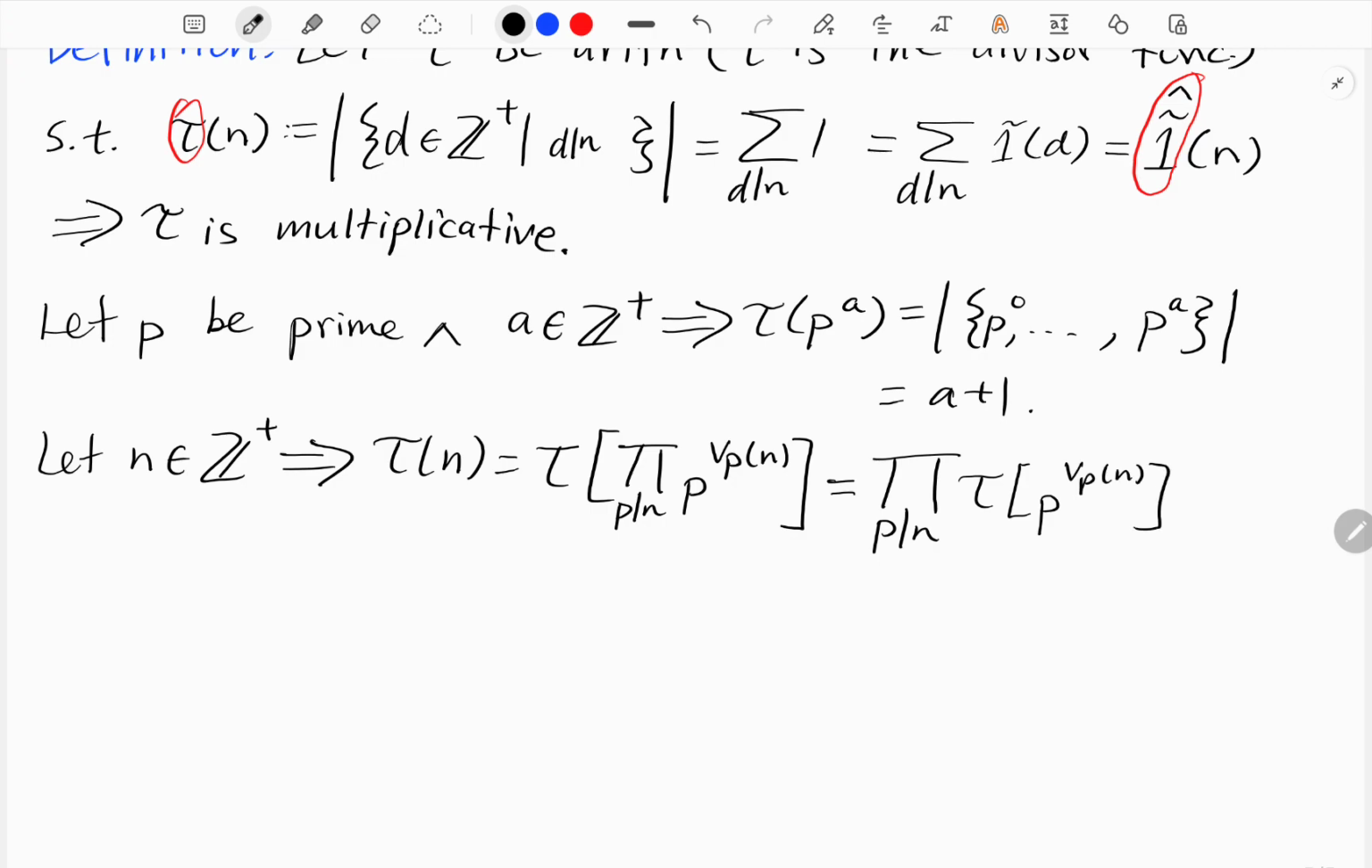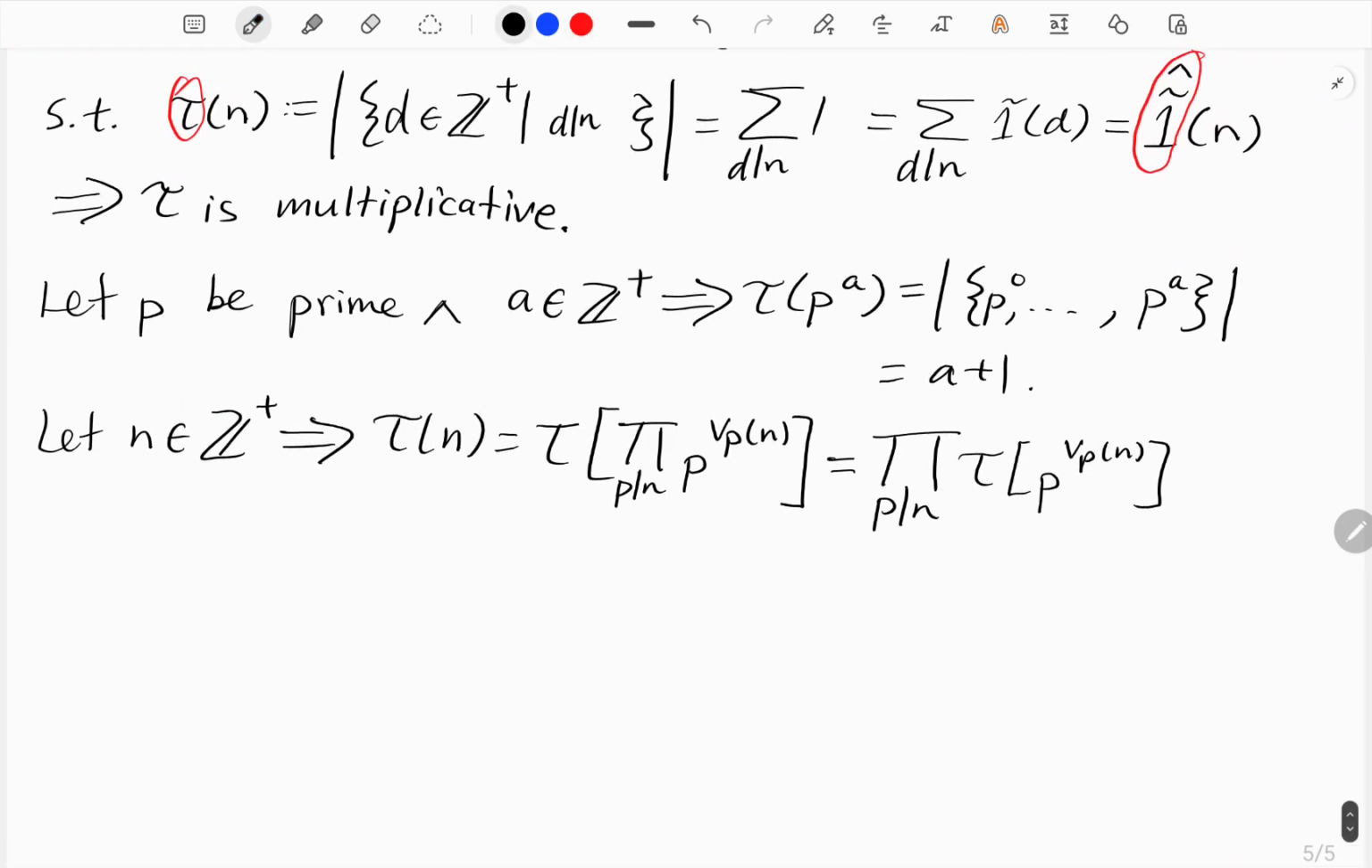All right. And why is this helpful? Because we know exactly what this is. Okay? If we simply substitute a with v sub p of n, then we just have the product running over all primes that divide n of valuation sub p of n plus 1.